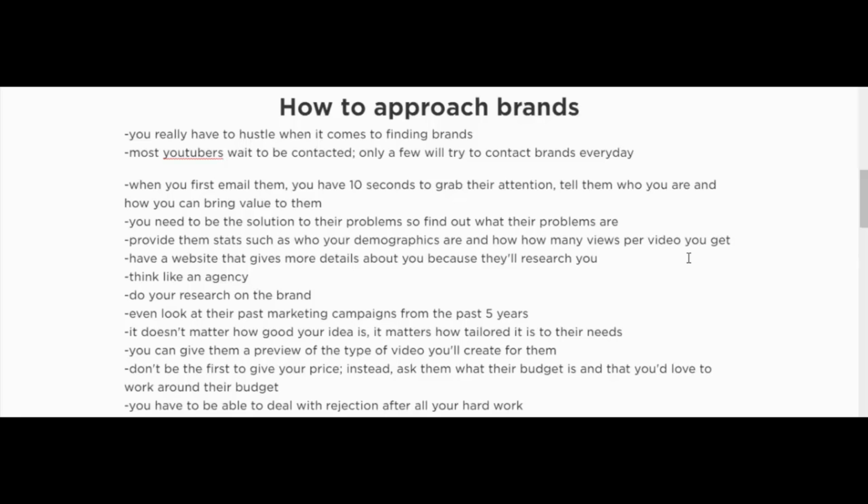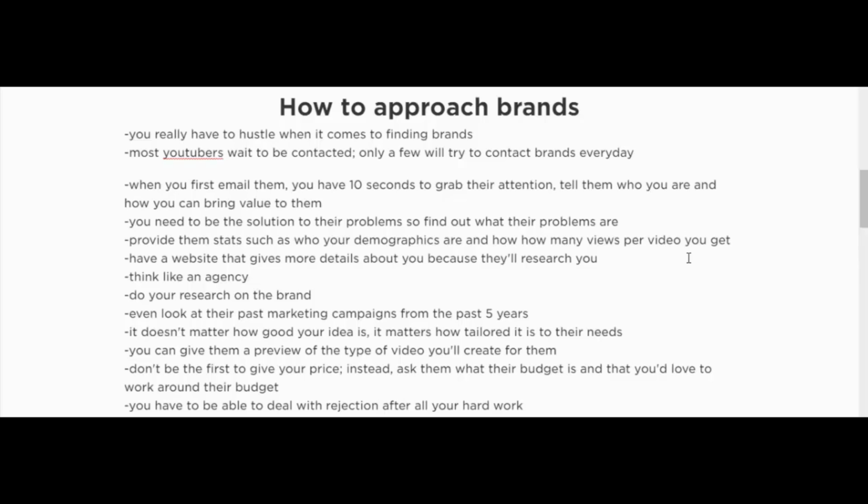You really have to hustle when it comes to finding brands. Most YouTubers will actually just wait to be contacted, and only a few people will try to contact brands every day. And it's these YouTubers who find the most success with brand deals and sponsorships. Okay, so now once you find brands to work with, how do you approach them?